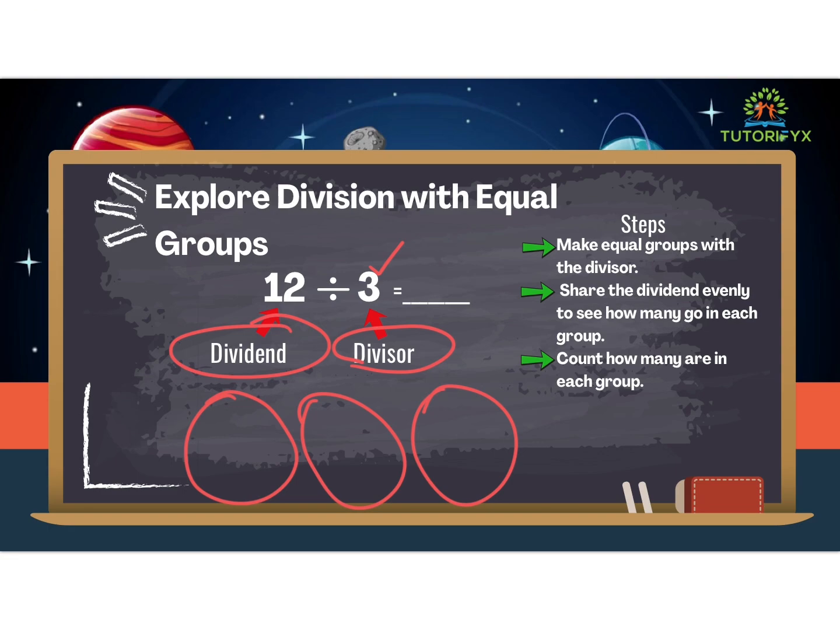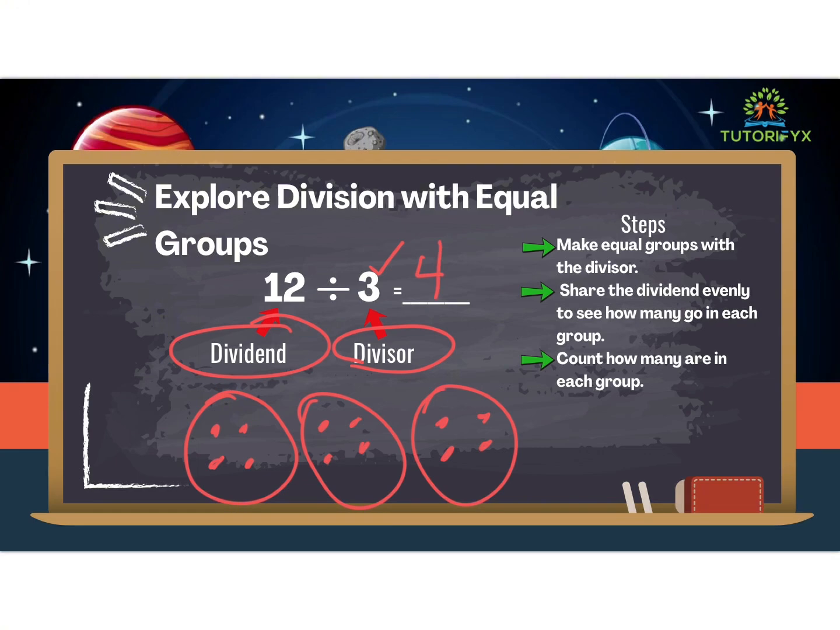Now that does not mean 12 is going to go in each group. No, it's very different than the multiplication. That means I need to split 12 amongst the 3 groups. Watch this. 1, 2, 3, 4, 5, 6, 7, 8, 9, 10, 11, 12. The last step is to determine how many did I put into each group. I have 4 in the first group, 4 in the second group, and 4 in the third group. So I evenly split it amongst 3, and each group has 4.